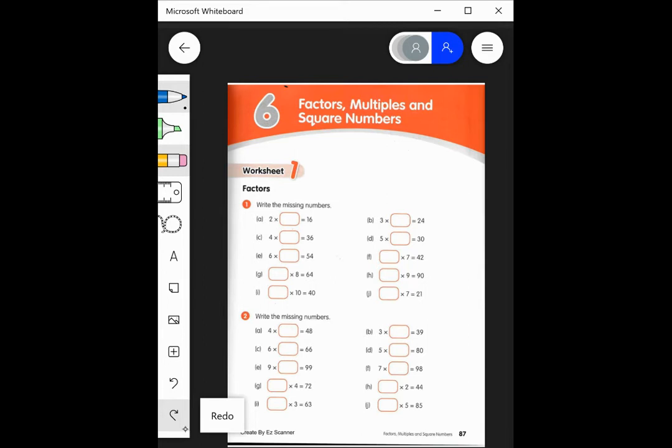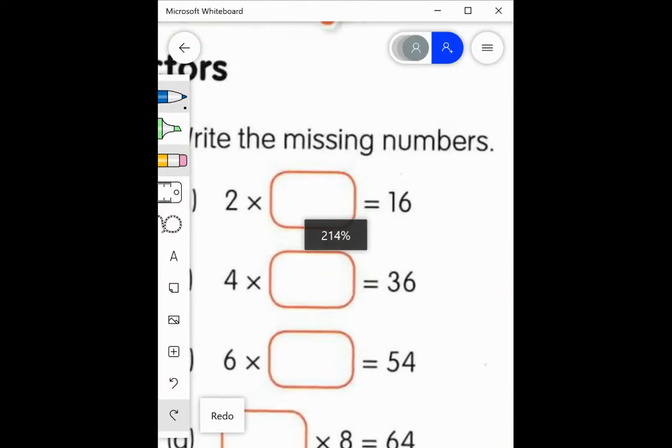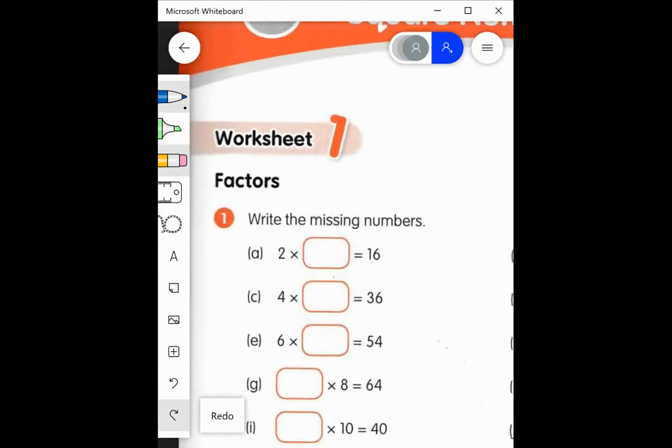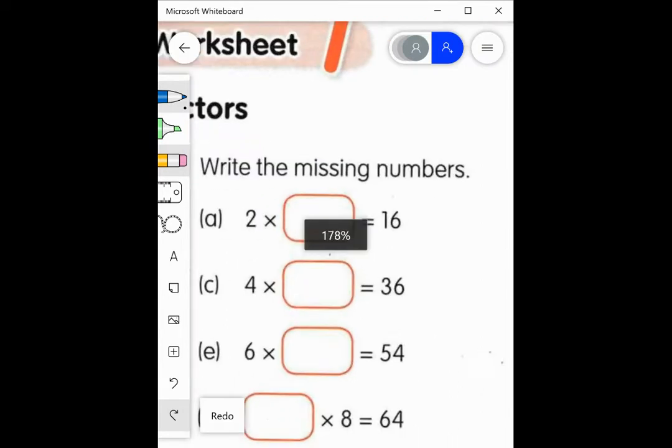All right, so we're going to start here on page 87 today. Okay, so get your workbook out and we'll start on page 87 here. So first we're looking at factors, and it says to write the missing numbers.